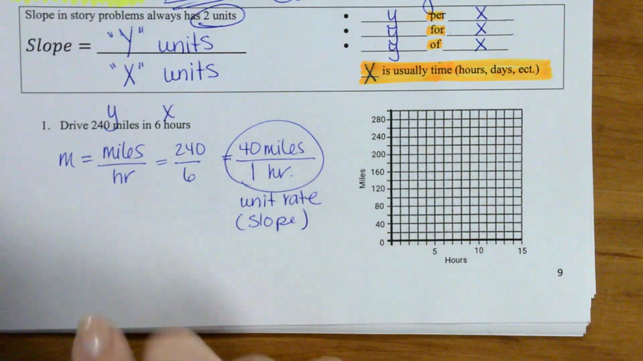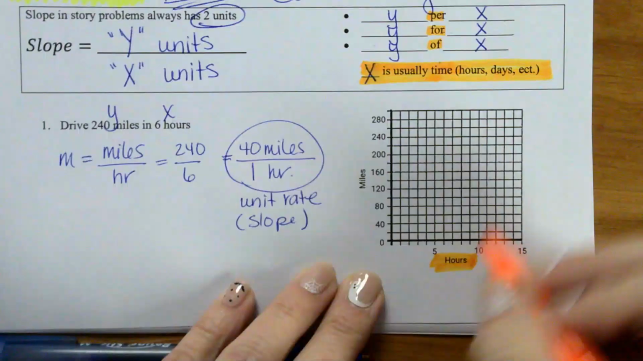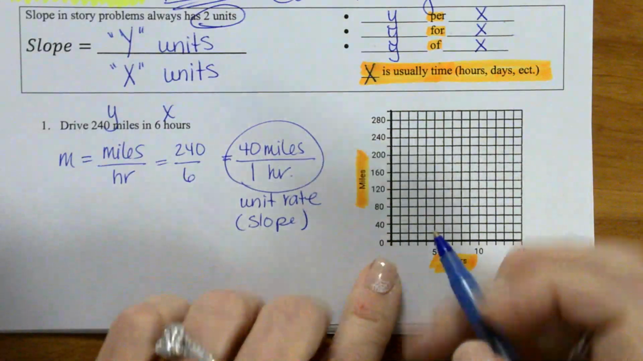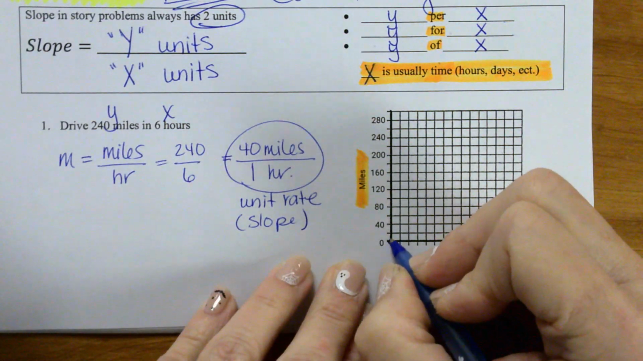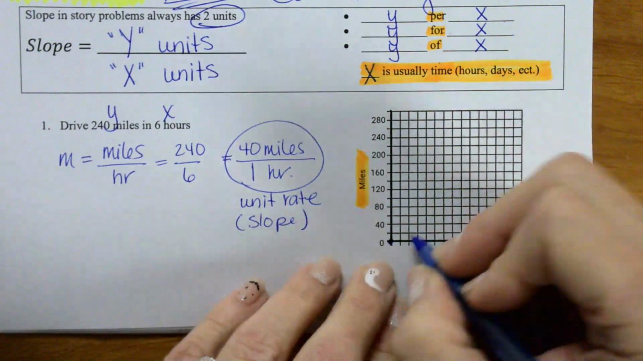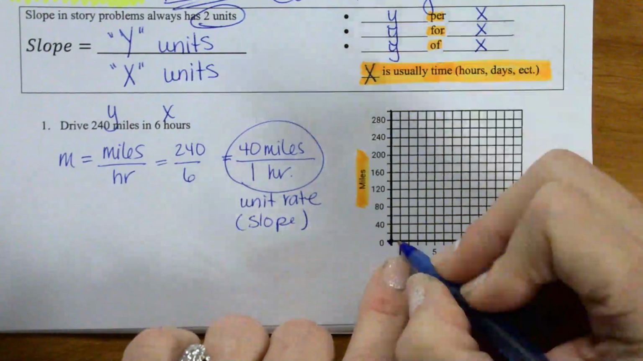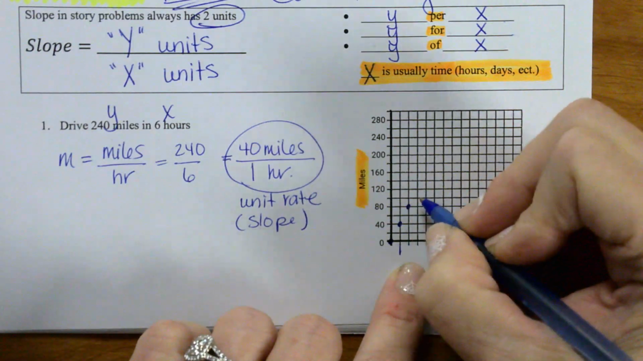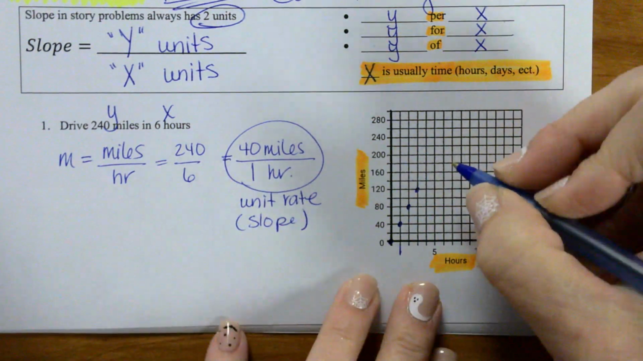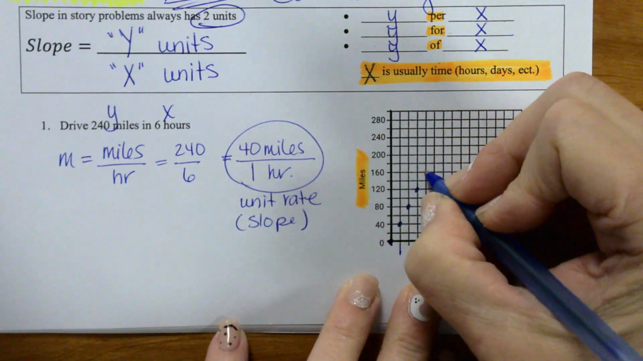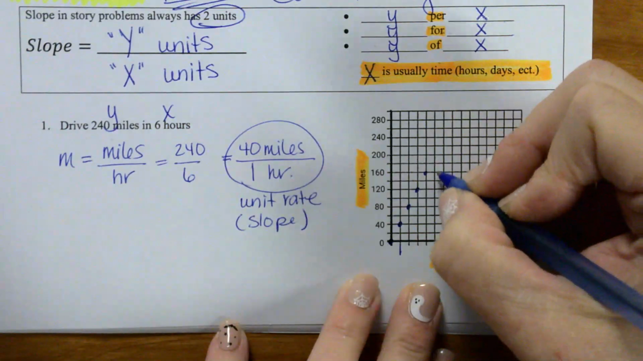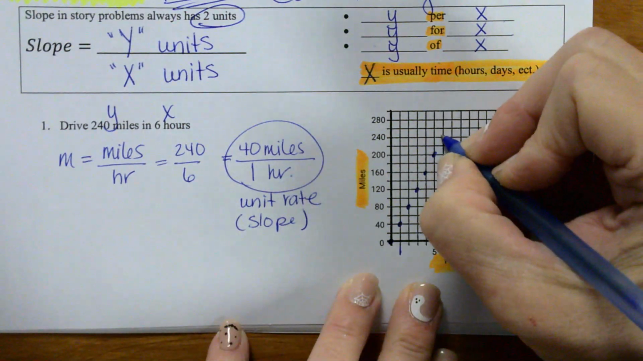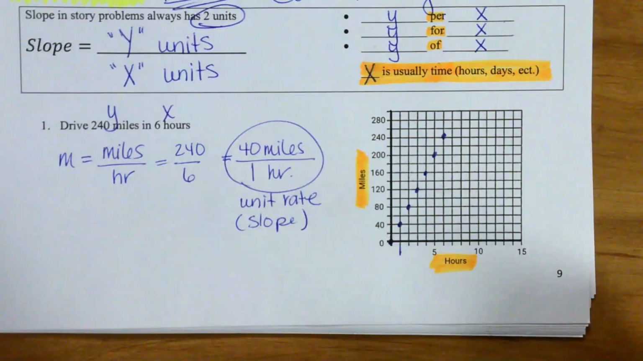When you have to make the graph yourself, please label what your axes are and provide a scale. Okay, at 0, 0, I haven't gone anywhere, I'm still in the driveway. Okay, 1 hour, this is 1. 1 hour later, I'm 40 miles out. 2 hours, I'm at 80 miles. 3, 120. Okay, 4, 160. 5, 200. And 6, 240. You guys see that?